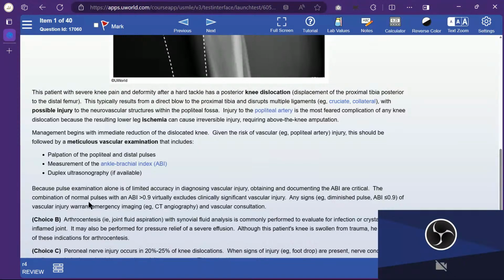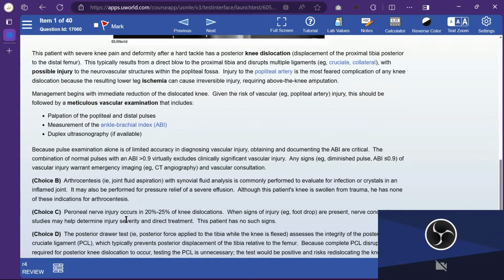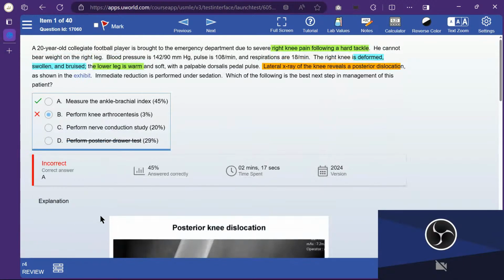The combination of normal pulses with an ankle brachial index more than 0.9 virtually excludes clinically significant vascular injury. Normal pulse and ABI more than 0.9: no significant vascular injury. Any signs of diminished pulse and ABI less than 0.9 warrant emergency imaging, CT angiography, and vascular consultation. You should call a vascular surgeon in such a crisis.